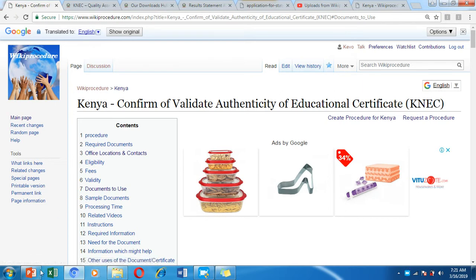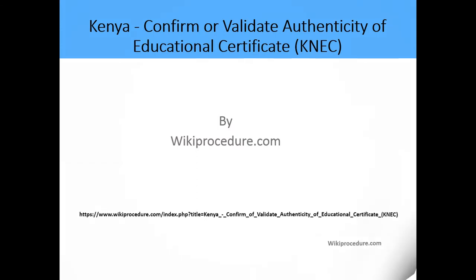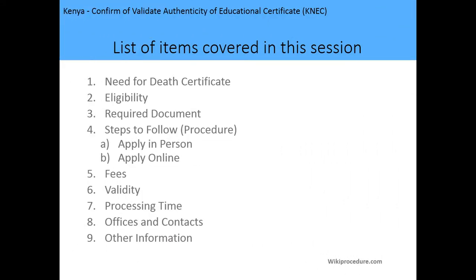So welcome, and the list of items which we're going to cover in this session include the need for validation, the eligibility, the required documents, steps to follow while making the application, the fees, the validity period, the processing time, office location and contact information, and any other information which we may see relevant on how you can make this application to confirm or validate the authenticity of KNEC certificates.